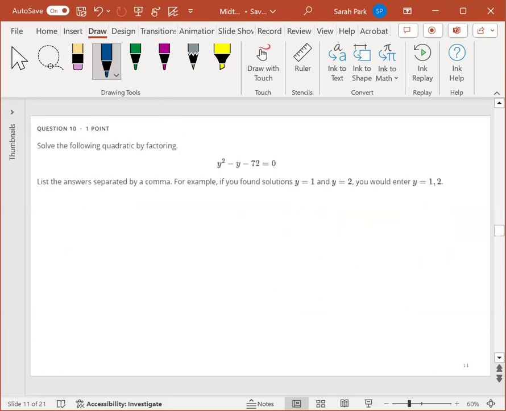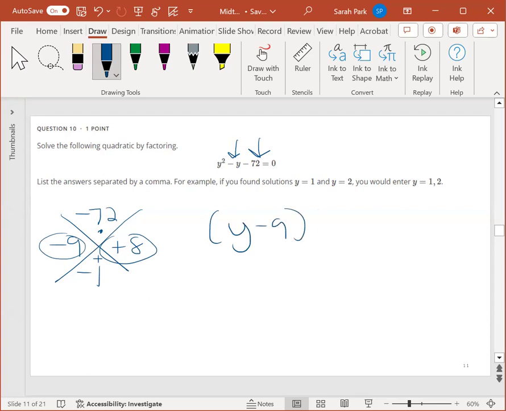Okay, number 10, solve the equation by factoring y squared minus y minus 72. So I'm going to do that cross method. What multiplies to your c term? What two numbers multiply to negative 72 and add to the b term, negative 1? Two numbers that do that are negative 9 and positive 8. So that's going to go in my factors. y minus 9, y plus 8 equals 0.